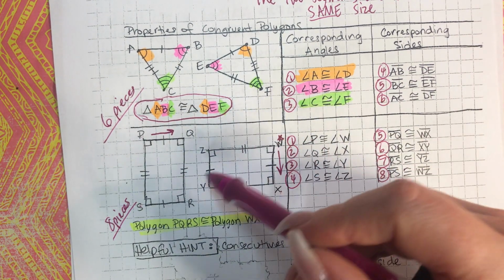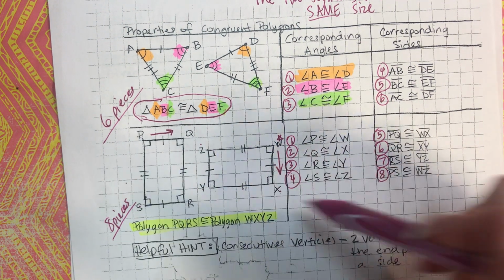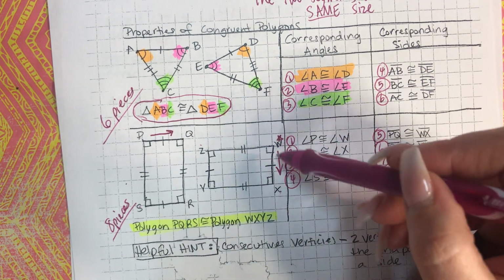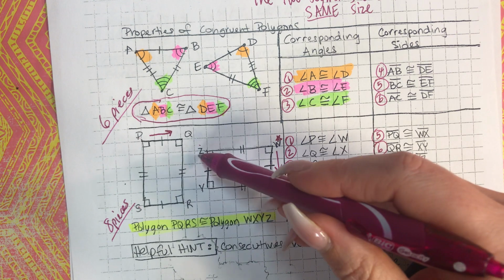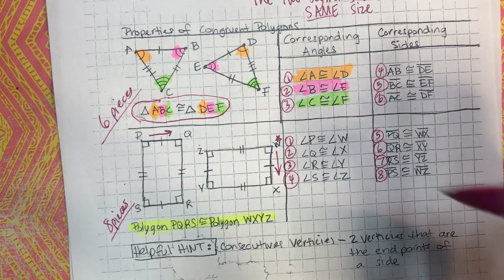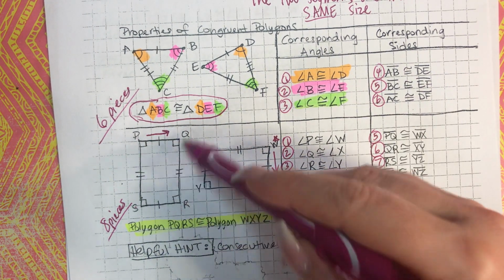You can't go W, Y, Z, X. You can't jump around, okay? So you have to write this using those consecutive vertices. You have to go around. You can't jump over. Got it?